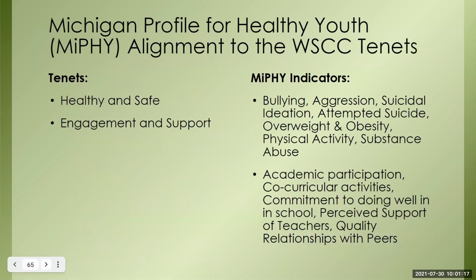It aligns very nicely with the tenets. So you can see health and safety, the MIPHY indicators: bullying, aggression, suicide ideation, attempted suicide, overweight and obesity, physical activity, and substance abuse. And if you want to look at engagement and support, it looks at academic participation, co-curricular activities, commitment to doing well in school, perceived support from teachers, and quality relationships with peers. So the MIPHY indicators go very nicely with those whole child tenets from the ASCD.